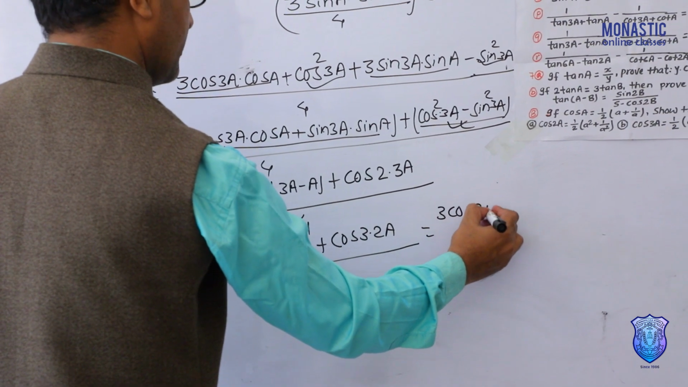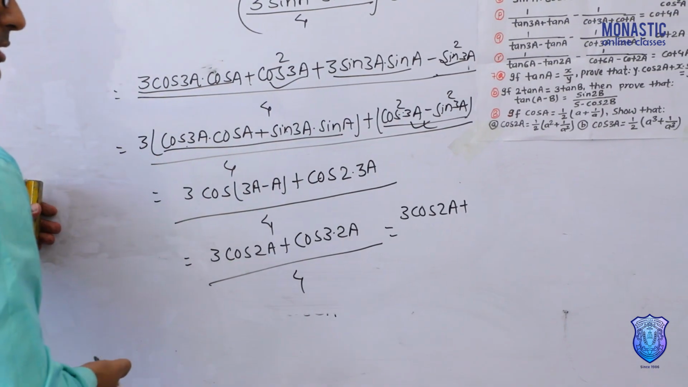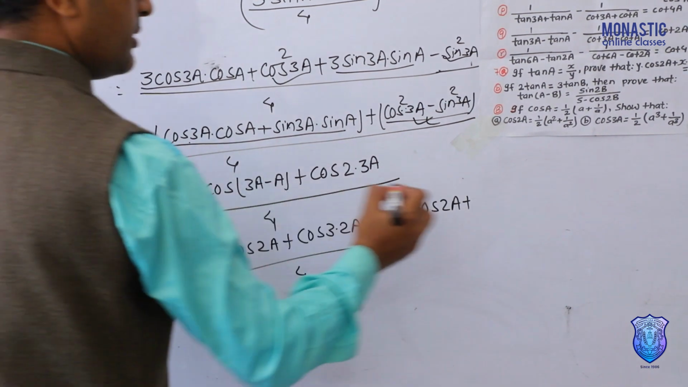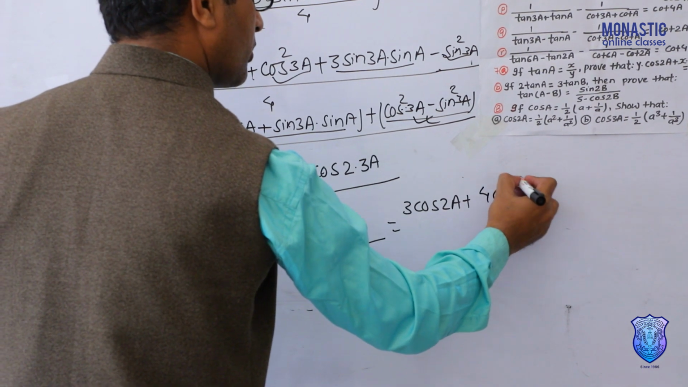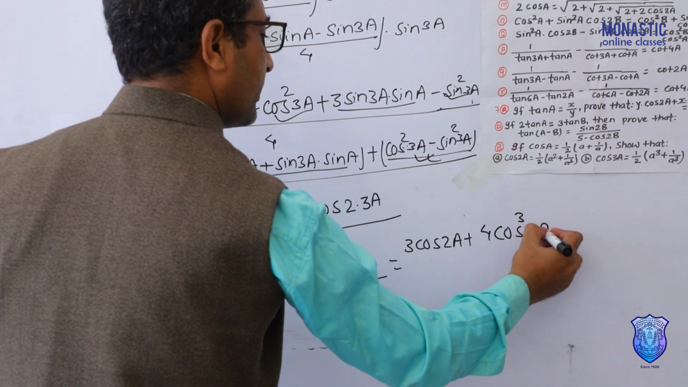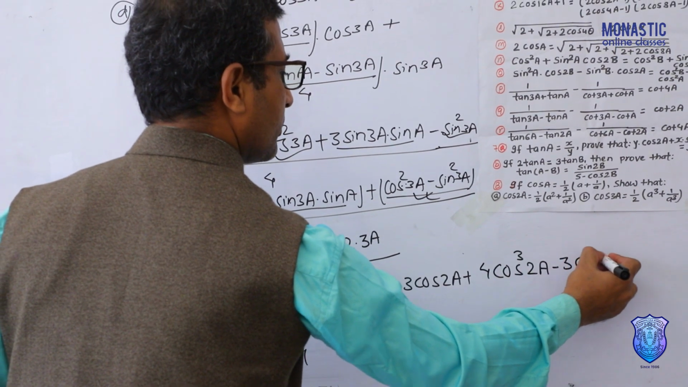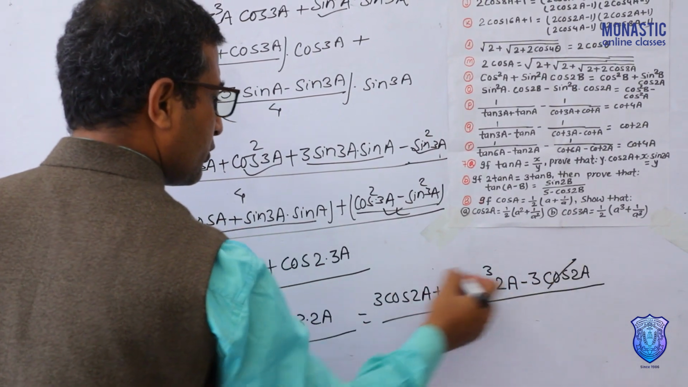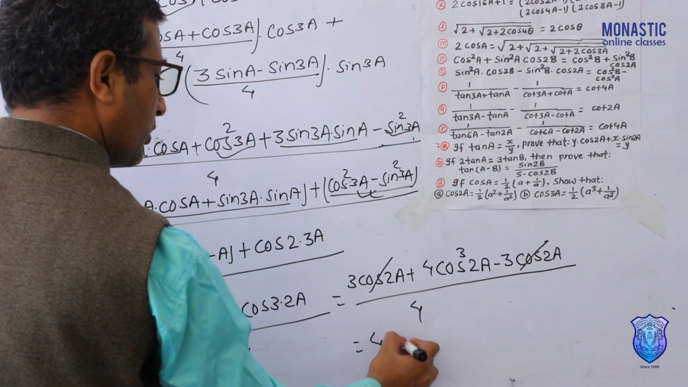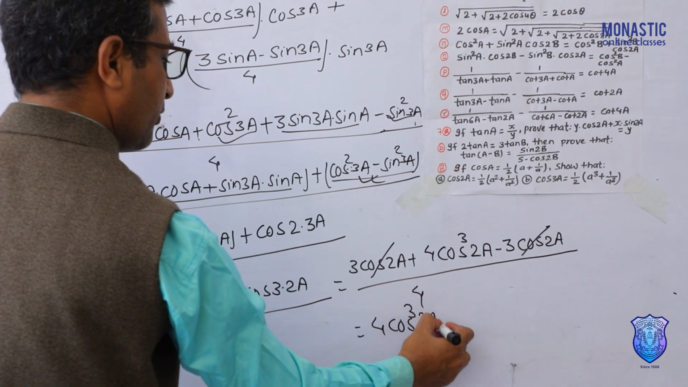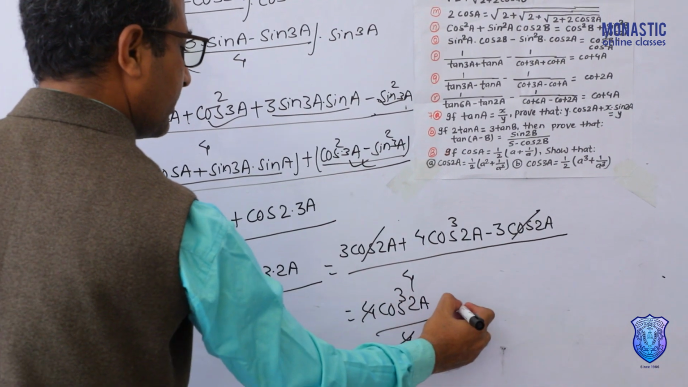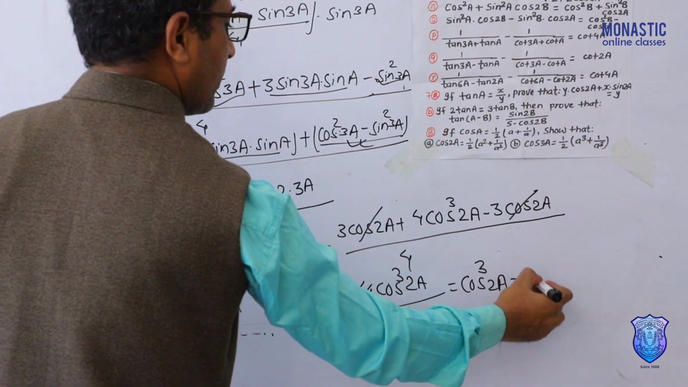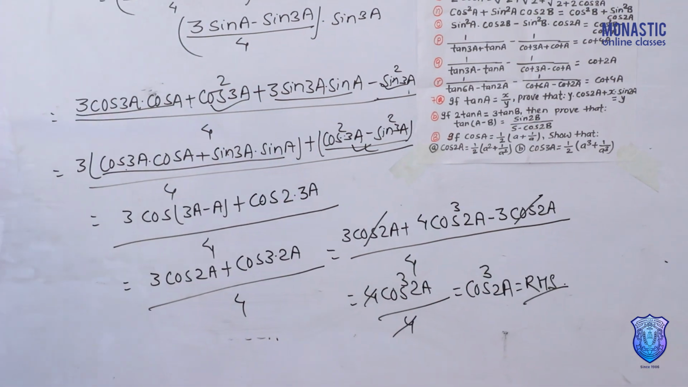3 cos a plus... What's the formula of cos 3a? It is 4 cos cube a minus 3 cos a. 4 cos cube, in place of a there is 2a, minus 3 cos a, by 4. These two cancelled. 4 cos cube 2a by 4, 4 cancelled. It came cos cube 2a, equal to RHS. That's the proof completed.